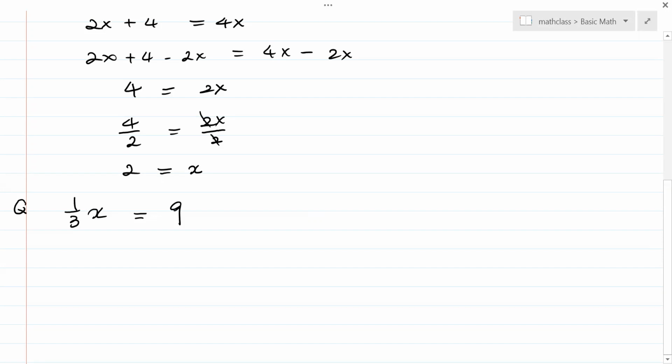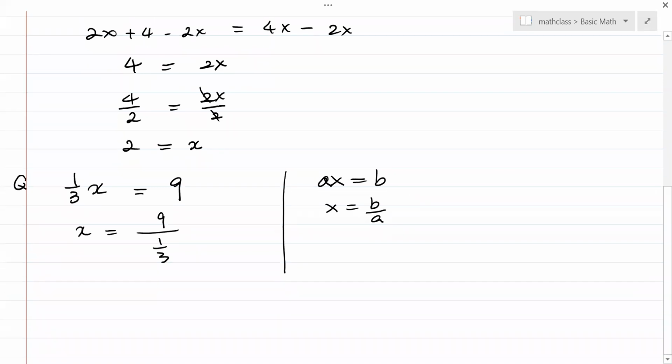So if you involve fractions, computation would be more complicated. But let me compare with the general form. If you have ax equals b, I know x equals b over a if a and b are numbers. You can do it like that, no problem. So we do that: x equals 9 in the numerator, and then divide by 1/3. But you have to simplify this expression. Remember, we did some exercise at the very beginning. If this is in the denominator, you have to turn it upside down, and then you get 27.